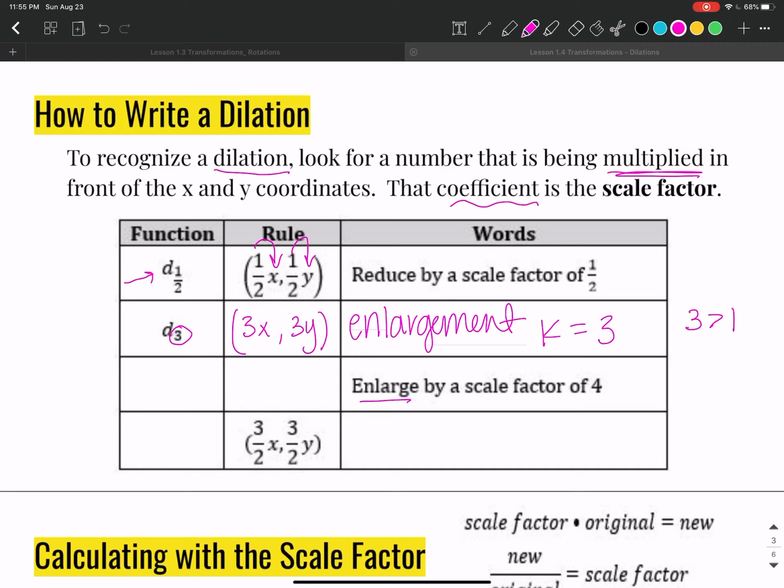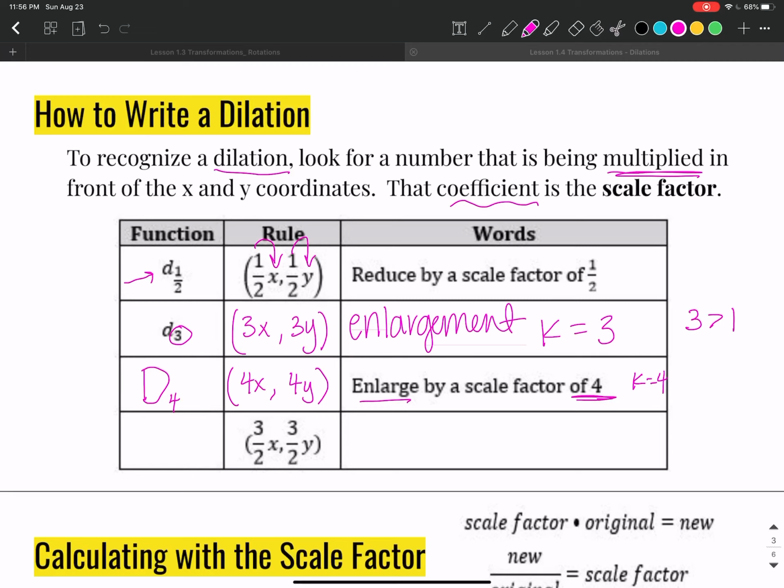All right, let's look at another one. So we have an enlargement. Scale factor is 4, so k is equal to 4. All right, so let's write our rule. So 4x, 4y, because again, the scale factor is being multiplied. And again, we could do lowercase, or you sometimes see it as uppercase. So like D, and then 4. Remember that the 4 needs to be written smaller and at the bottom.